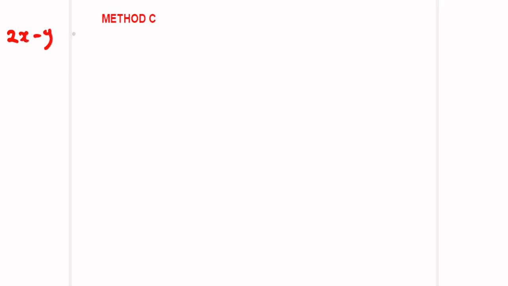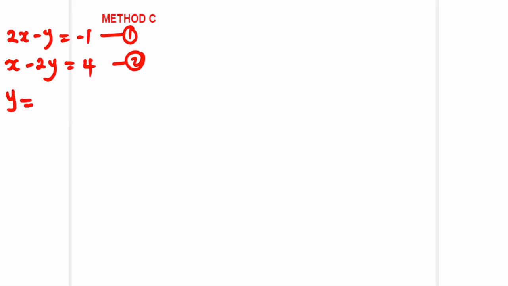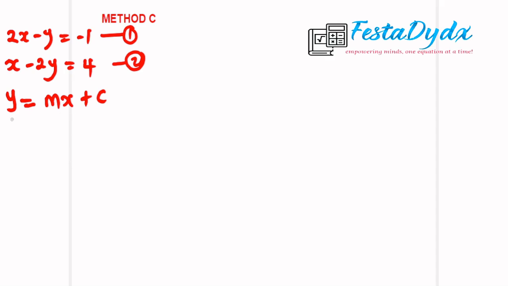2x minus y equals minus 1, and then we'll have x minus 2y equals 4. So we'll call this equation 1 and we'll call this equation 2. Remember I said we're going to be using what we call slope in mathematics, or gradient, where we say y is equal to mx plus c. So in mathematics, whenever we are working on gradient, we work with this formula where m is equal to our slope.